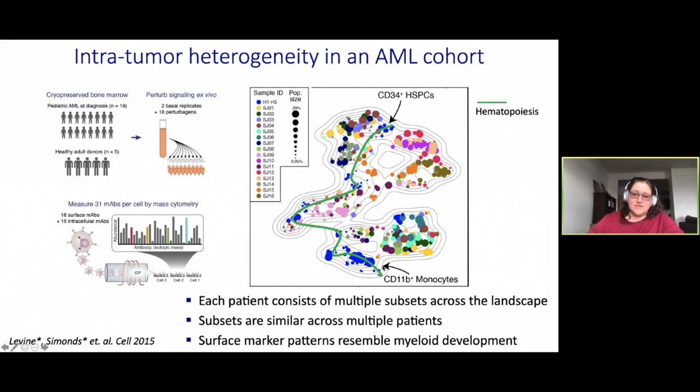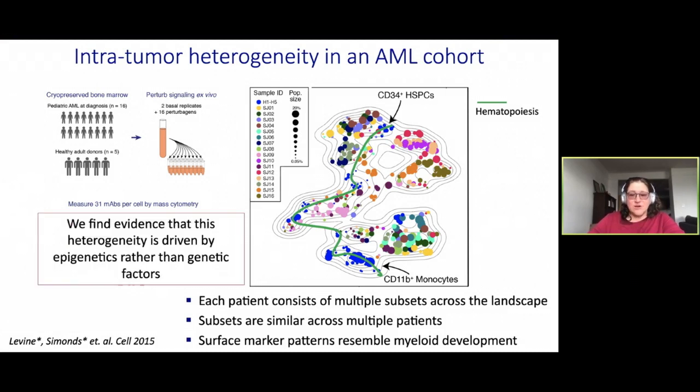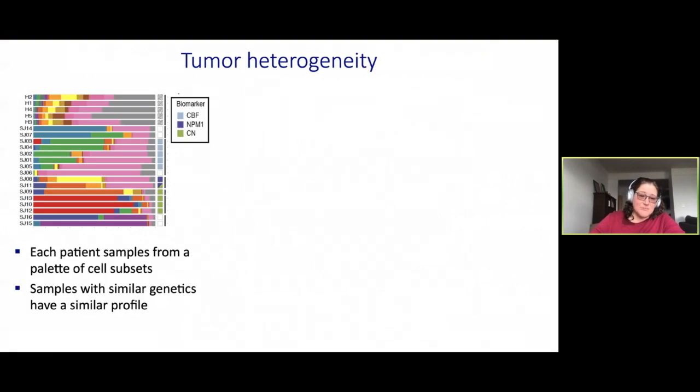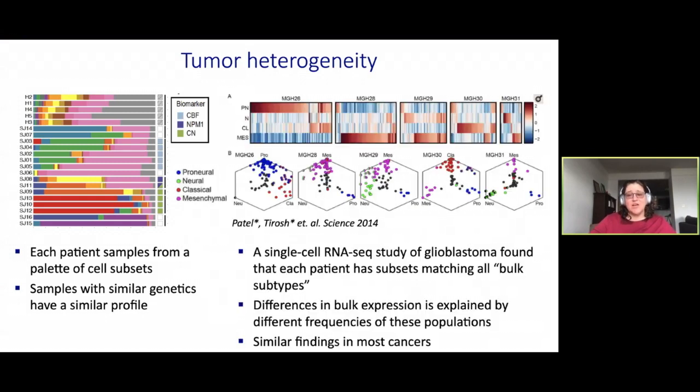And you could really see this derailment from regular development in the AMLs, but again, in a reproducible, constrained way across the different patients. We also did some additional experiments and found that this heterogeneity, these phenotypic differences between the cells within each patient, is driven by epigenetic rather than genetic factors. We sorted these populations and saw that their genetics was the same. And really the genetics influenced the palette of choices that they took, but not the actual differences within each patient, within each population. And we see that again and again.